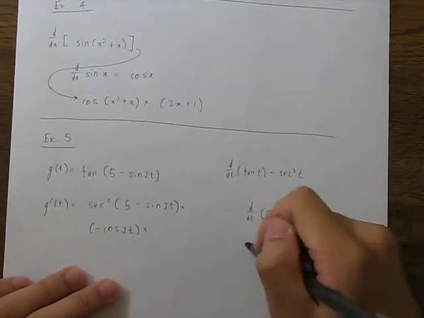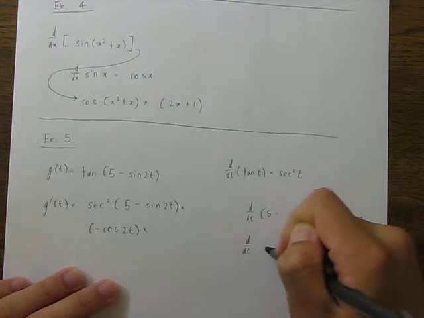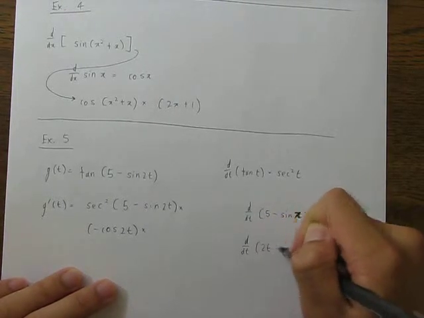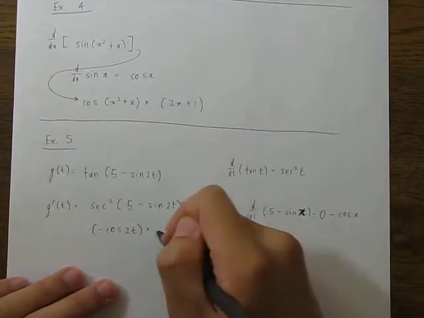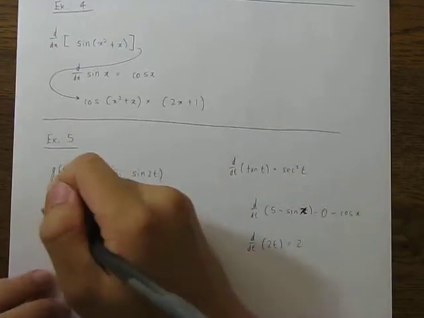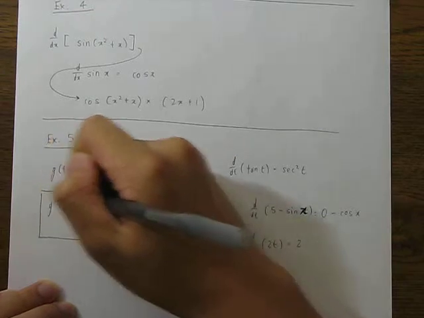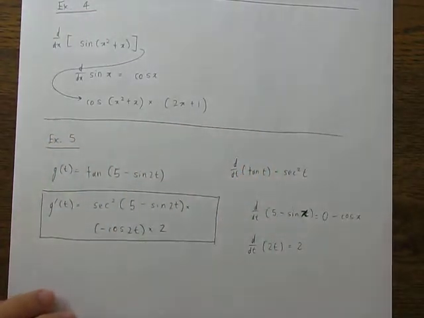So now you have to find the derivative of 2t, right? And this, of course, just equals 2, okay? So you multiply by 2. And this is your derivative, all right? This is your derivative right here for g of t.